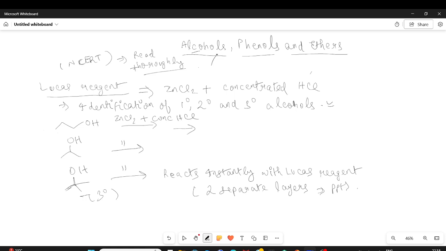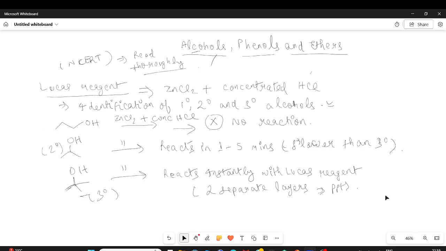On the other hand, 2 degree alcohols react in approximately 1 to 5 minutes, which means it is slower than 3 degree alcohol. And the primary one does not react at all. No reaction. The primary one shows no reaction.